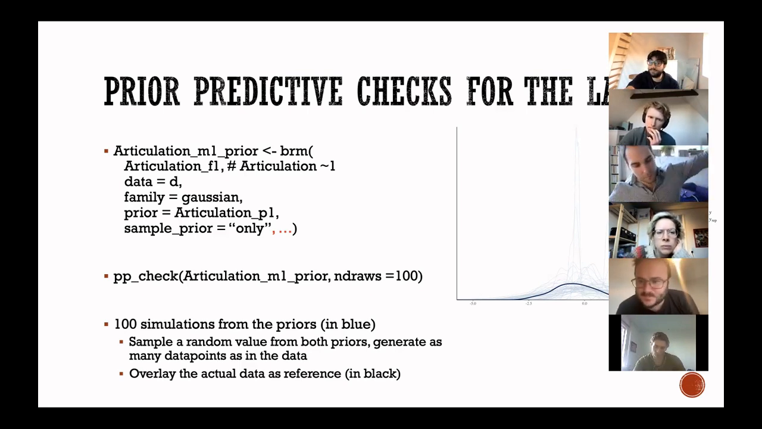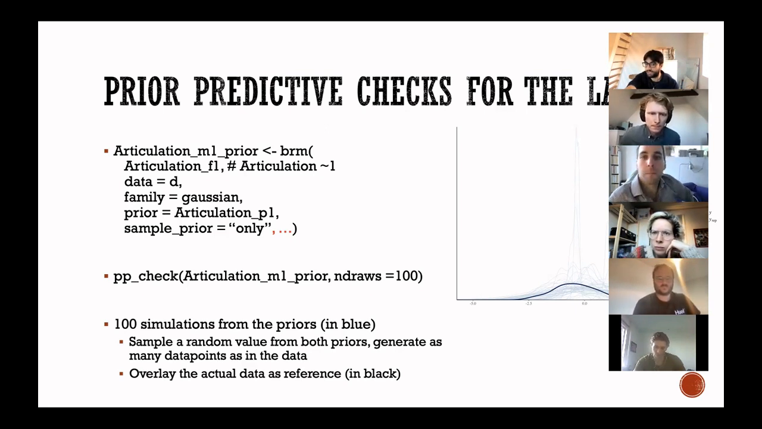Once we've done that and we run that, there is a nice function called predictive check, PP check, where we give it the model. We say to draw from the model 100 times, and we get the plot on the right. Each of the blue lines is a sampled outcome from the model, and the black line is the actual data.